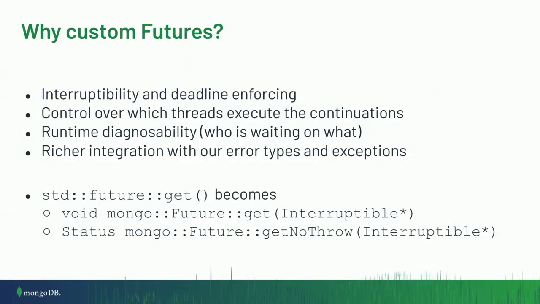So instead, we implemented our own feature, which kind of looks like the one in the standard, but it accepts an interruptible object, which can be called if you want that thread to stop waiting, and then that thread will throw interrupted exception or deadline exceeded exception and so on.